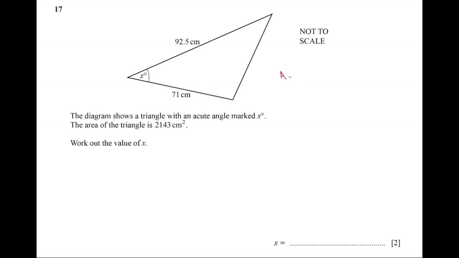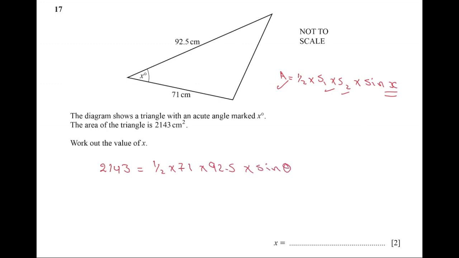The area of a triangle equals half times the product of any two sides times sine the angle between them. Now the given is the area and the two sides. The missing is the angle, so we have to find the angle. The area is equal to 2143 equals half times 71 times 92.5 times sine theta.